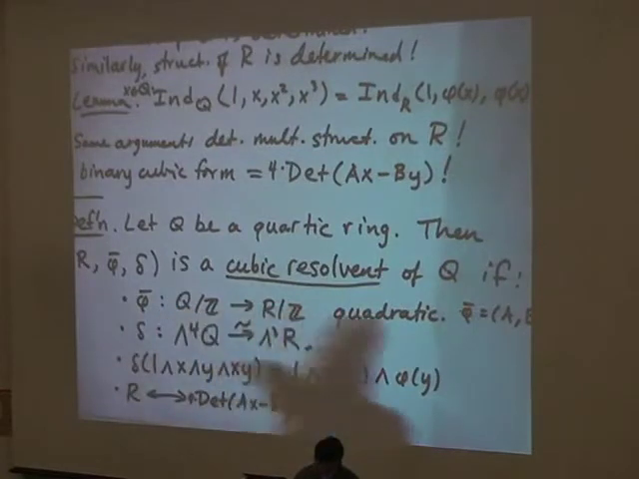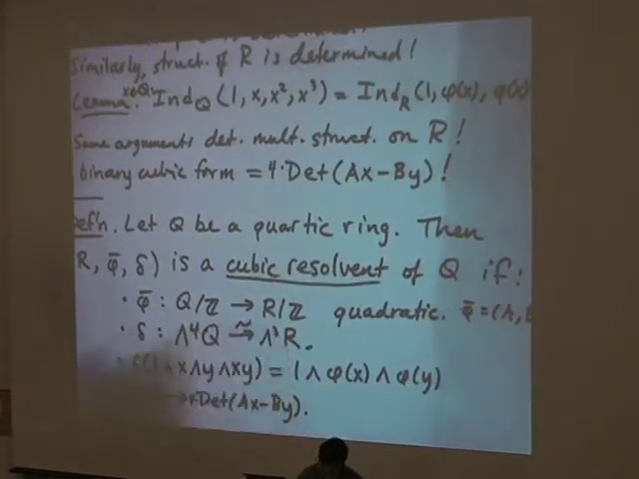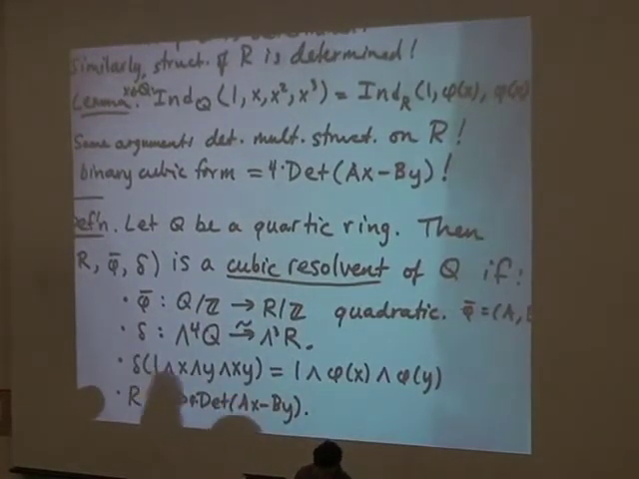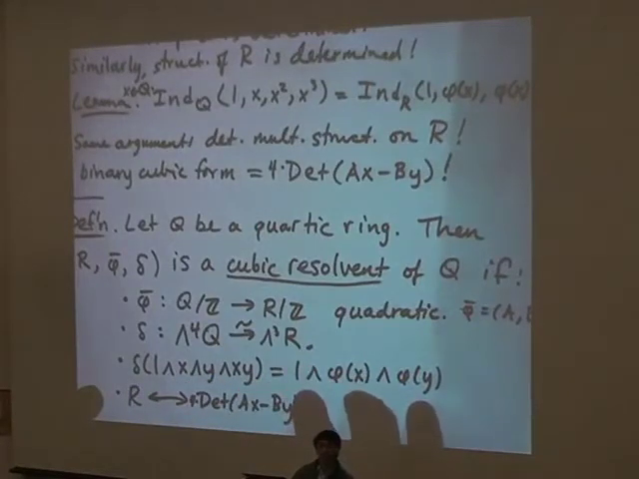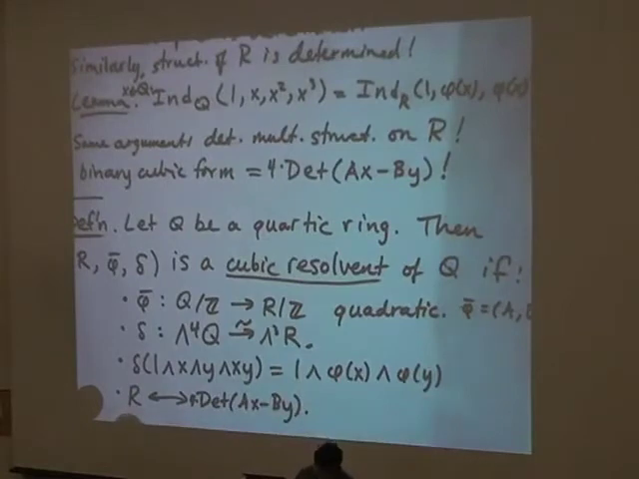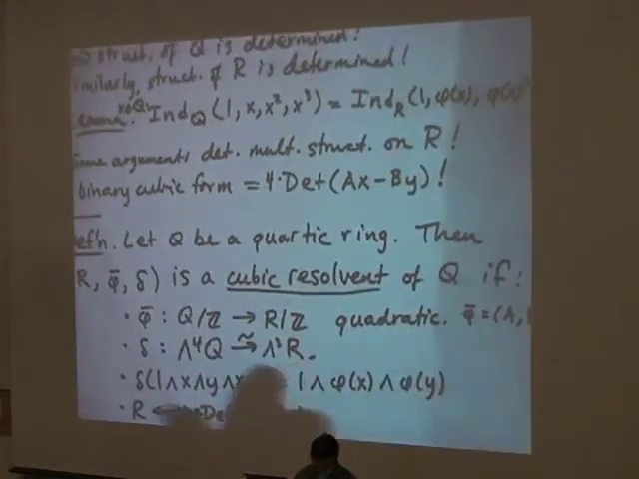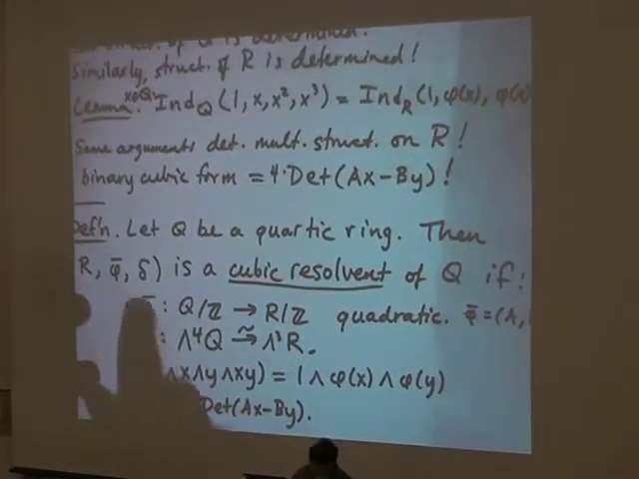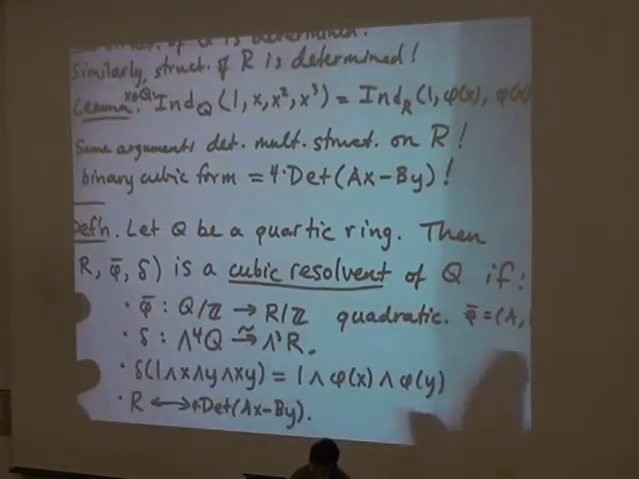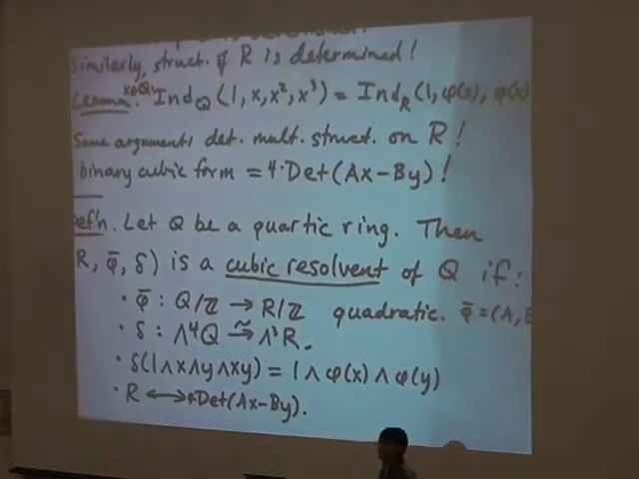We had a map from Q mod Z to R mod Z that's quadratic. We had compatible orientations. The index of 1, x, y, xy inside Q was the index of 1, phi of x, phi of y inside R. And then we had that the multiplicative structure on R is just given by that natural binary cubic form that comes from a pair of ternary quadratic forms. Right. So from this pair of ternary quadratic forms, there's a natural way to construct a binary cubic form, namely you take the determinant of Ax minus By, and we want R to actually be given by that binary cubic form under the Delone-Faddeev correspondence. Okay.